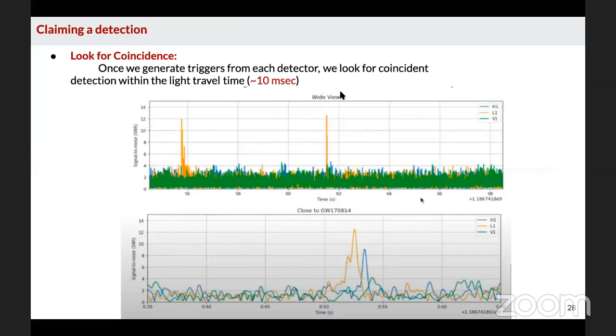So once we have generated all the triggers from each detector, we look for the coincident detection within the light travel time of 10 milliseconds. So we assume that the time taken by light to travel from one detector to the other is 10 milliseconds. Within this time delay, we should be able to detect the same signals in both the detectors, and that's how we claim our detection.